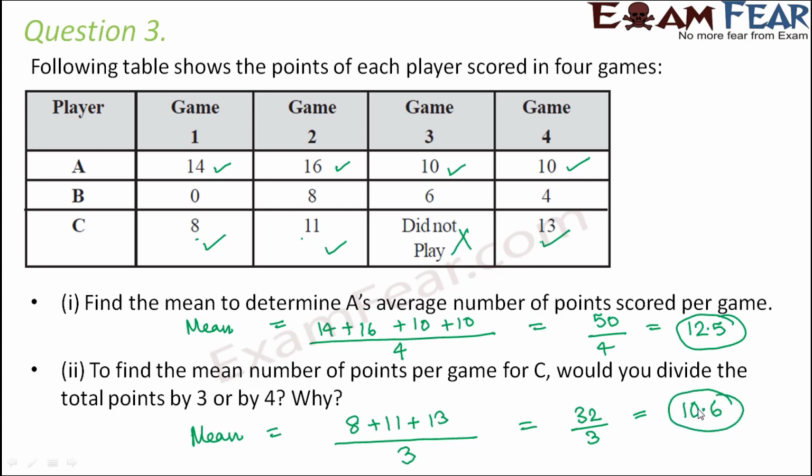So please understand this. Now had he played game 3 but scored 0, in that case we would have divided it by 4 because he had played that game, but he performed badly. But in this case he did not play that game at all. So therefore this game will not be counted.